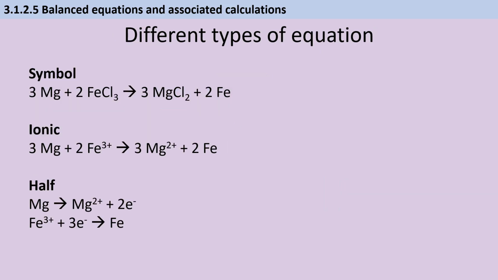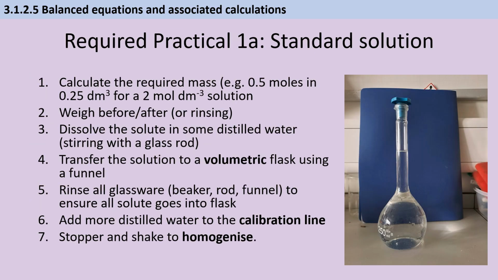In addition to balanced symbol equations, you may be asked to write ionic equations and half equations. We'll look at half equations in more detail when we get to the redox topic, but remember that for an ionic equation, you want to start out with your symbol equation, take any ionic substances and break them down into the ions that make them up. So here that would be iron ions and chloride ions, and then magnesium ions and chloride ions. And if something doesn't change oxidation state between the left and the right side, then you remove it because it's a spectator ion and it doesn't need to be included in the ionic equation.